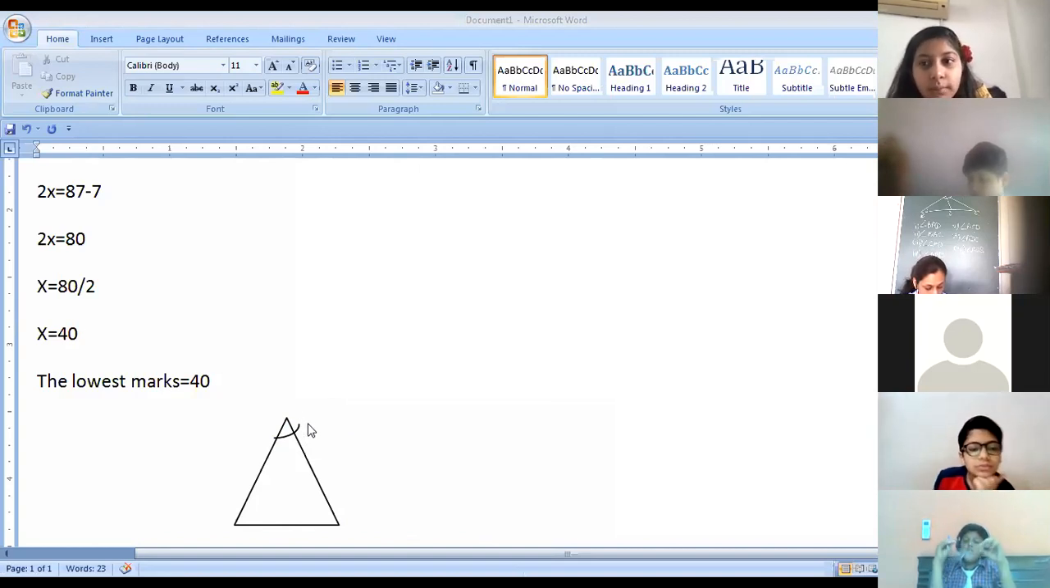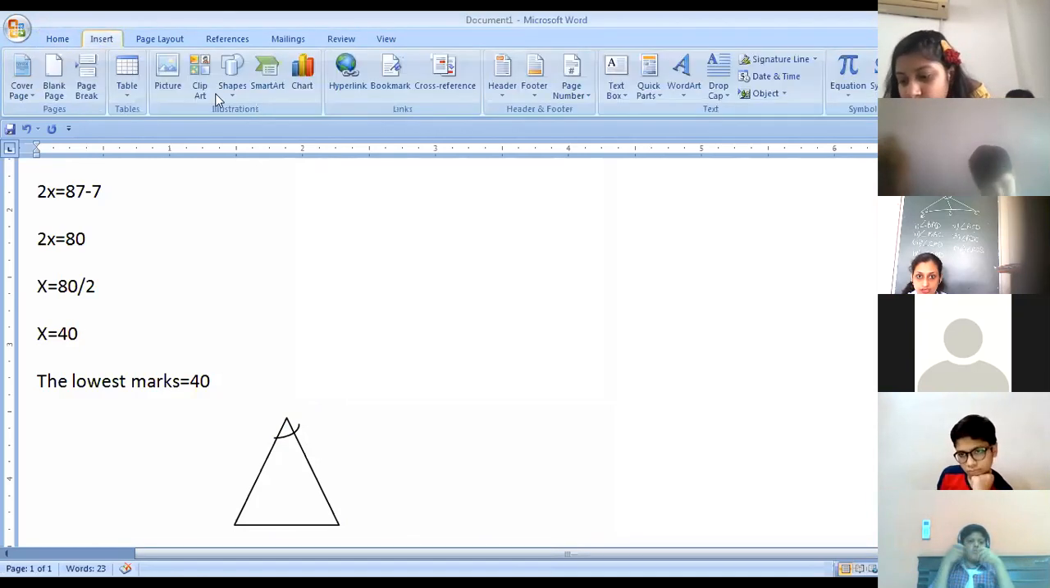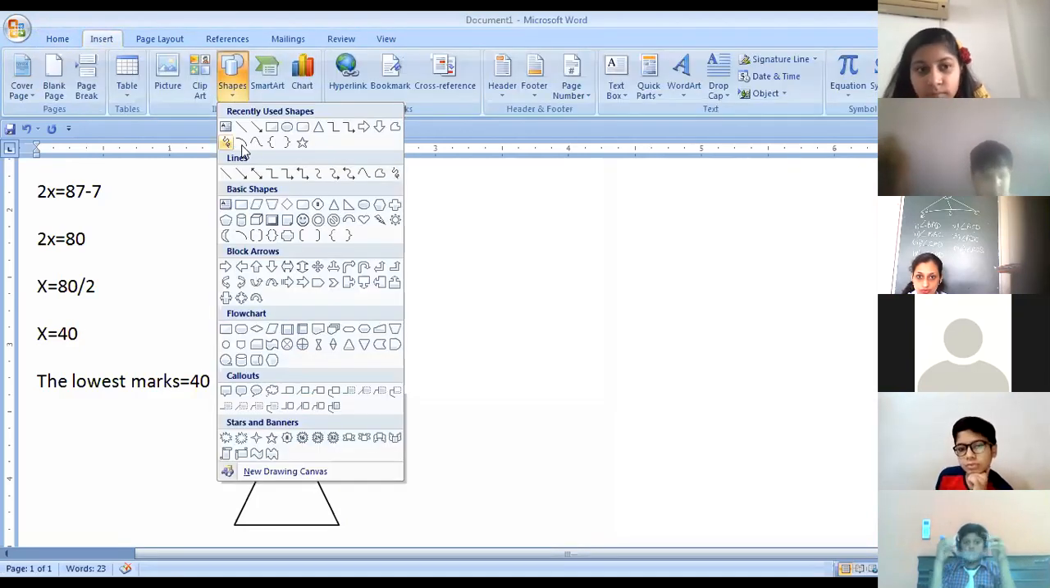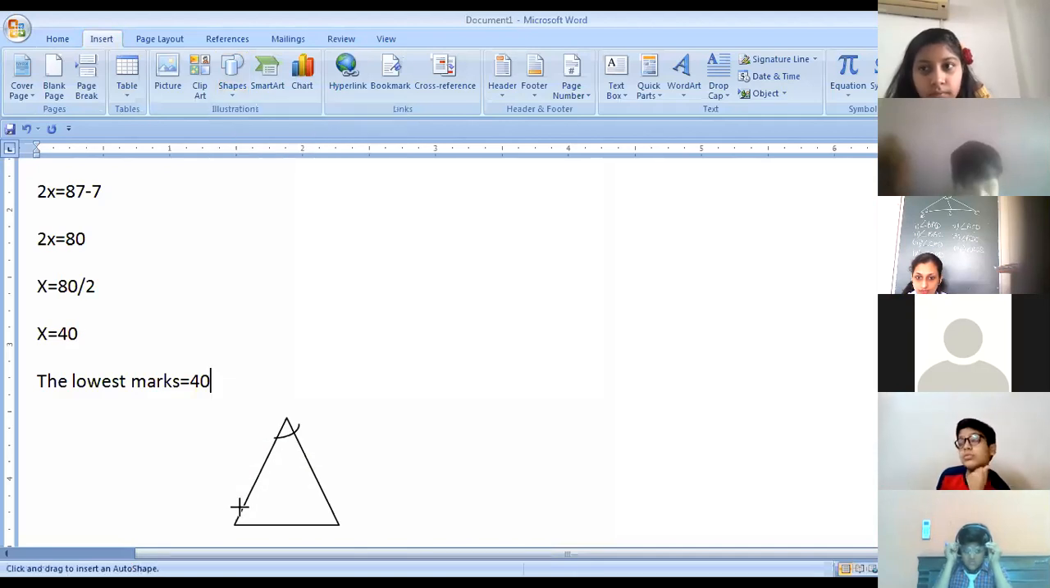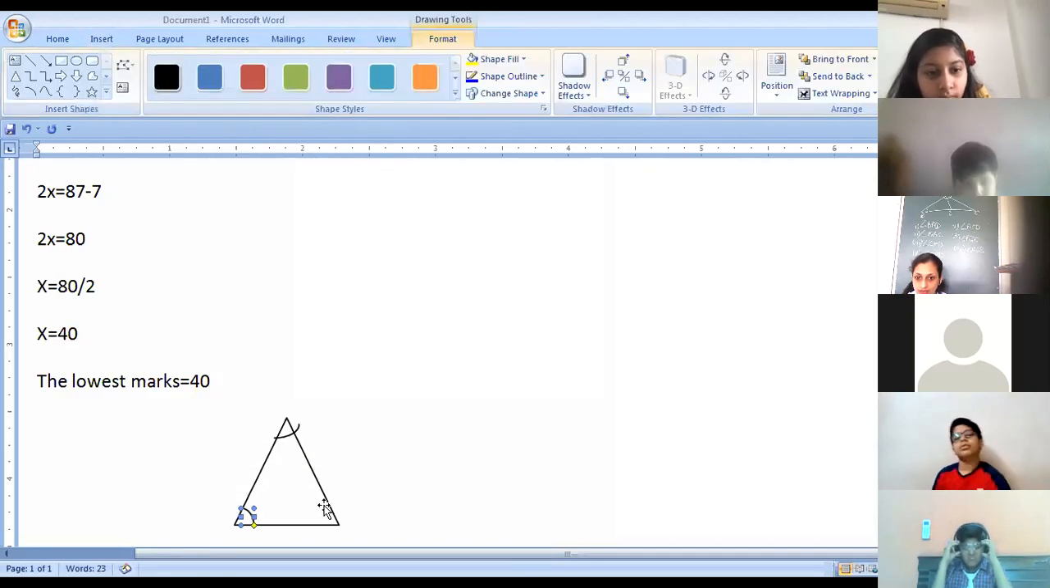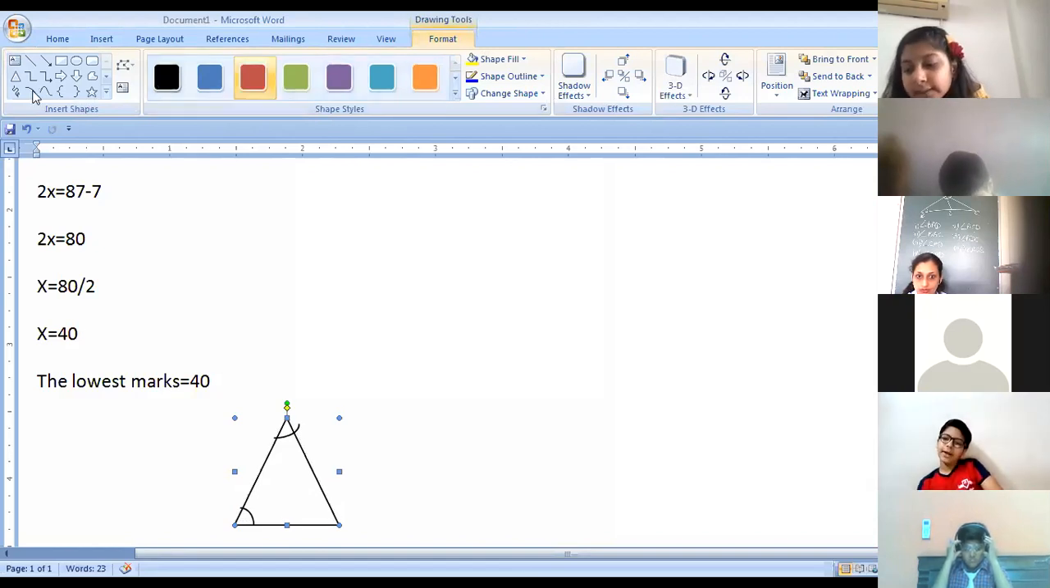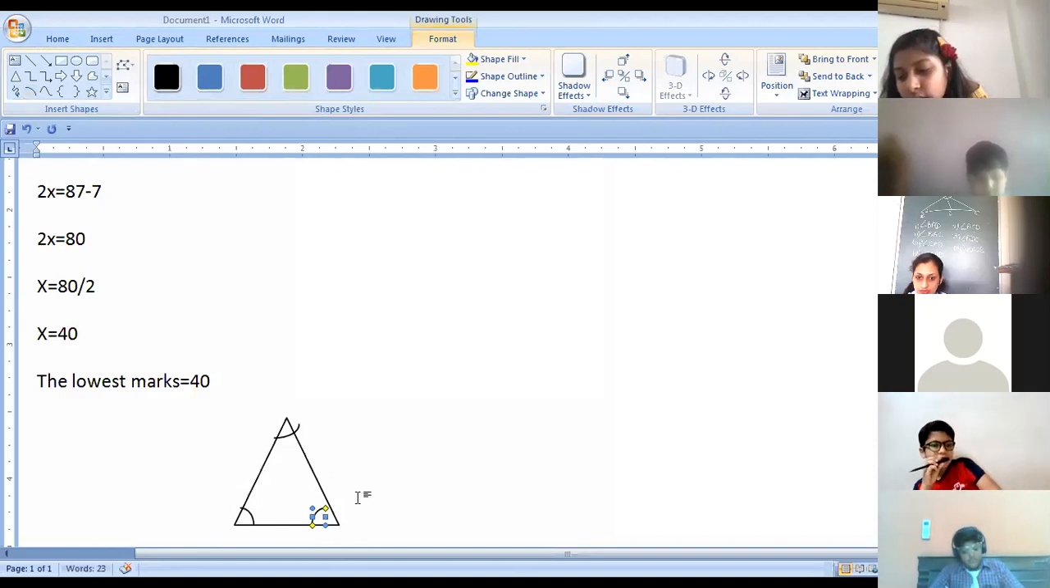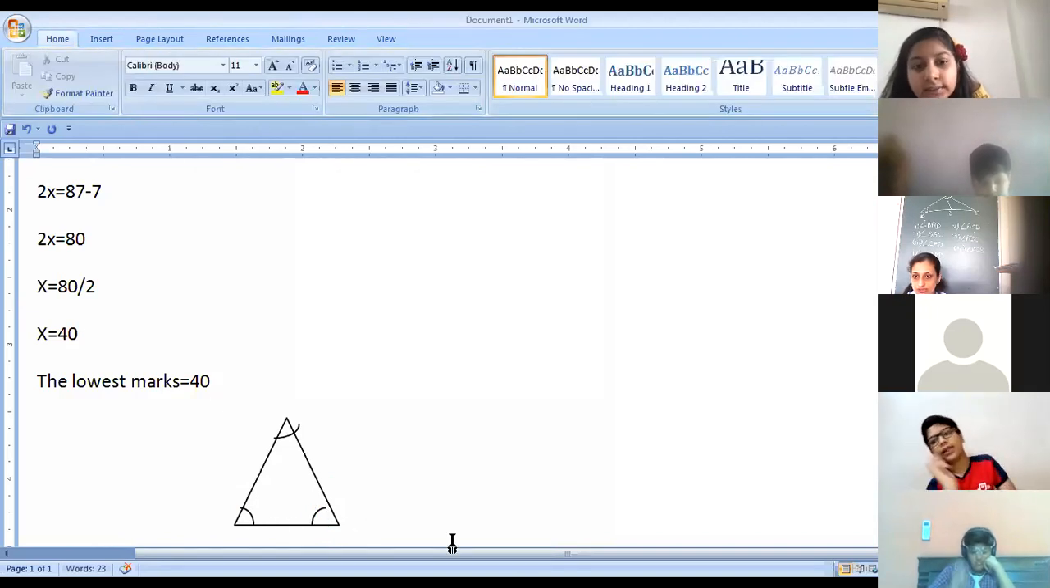And next thing, what are the base angles of the triangle? They're asking about the base angles. So these are called the base angles. This one and this one. Okay, ma'am. The upper part is called the vertex angle, and the last two are called base angles, because this is a base, so it is a base angle.